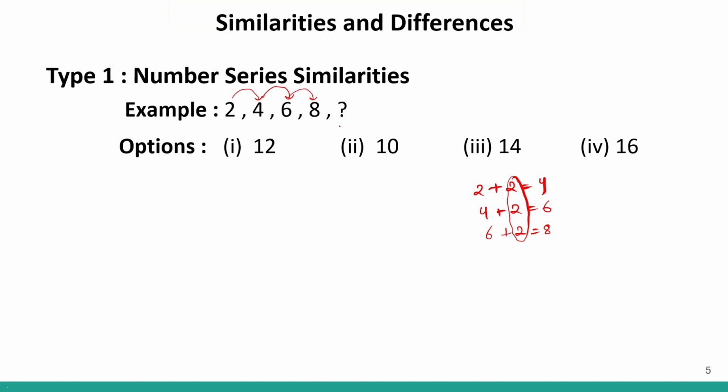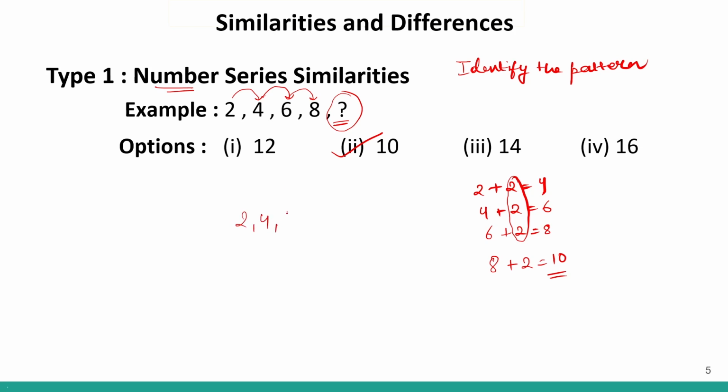So to continue with this series, we'll follow the same pattern. If I add 2 in 8, I'll get 10. So my answer will be option number 2, 10. This is how you solve number series similarities. Basically, identify the similar logic, identify the pattern, and then we have to use the same pattern, same logic to continue with the series. This is number series similarities. In this particular question, we have a missing element over here. Sometimes we can get something like this.